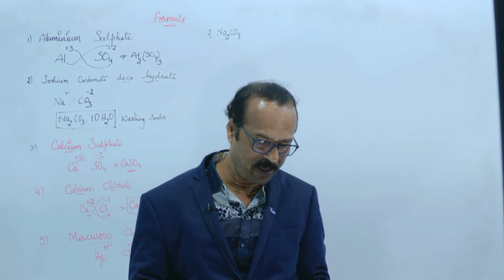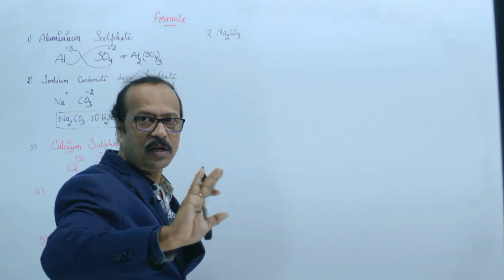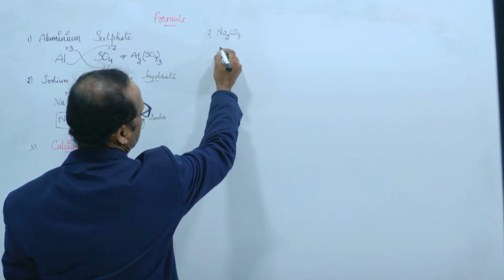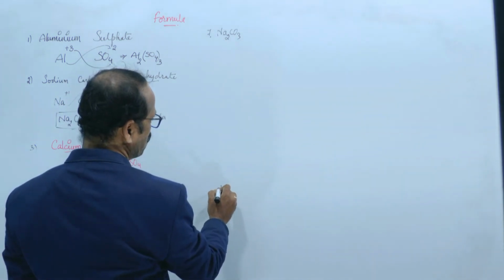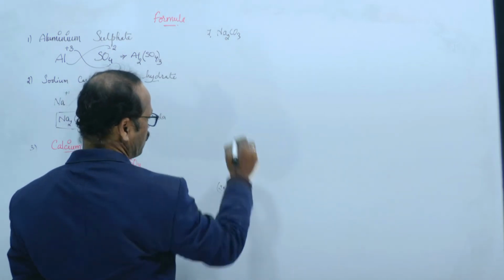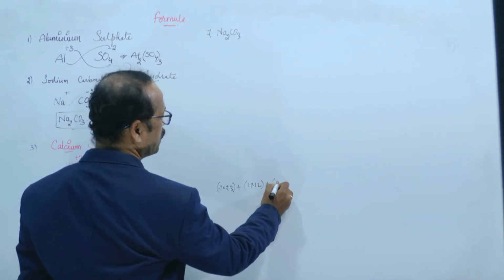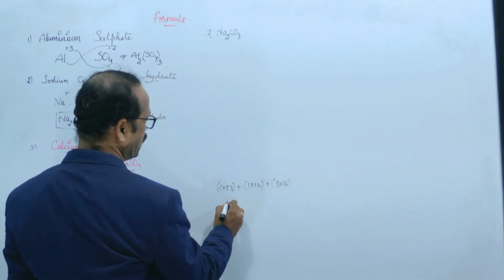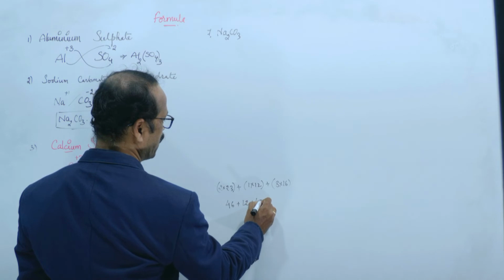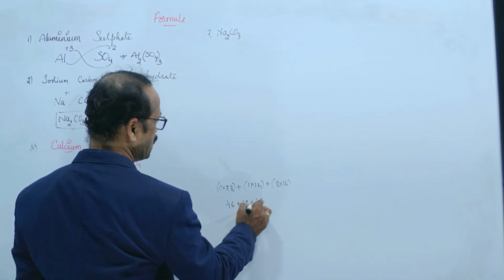And 106 parts by weight of sodium carbonate. Of course, because here you need to write the molecular mass of Na2CO3. 2 sodiums are there, students. Sodium atomic mass is 23. So 2 into 23, and 1 carbon is there. Carbon atomic mass is 12, plus 3 oxygens are there, 3 into 16. So 2 into 23 becomes 46, plus 1 into 12 becomes 12, plus 3 into 16 becomes 48. Right? 48 plus 12 is 60. 60 plus 46 is 106. So this is equal to 106.